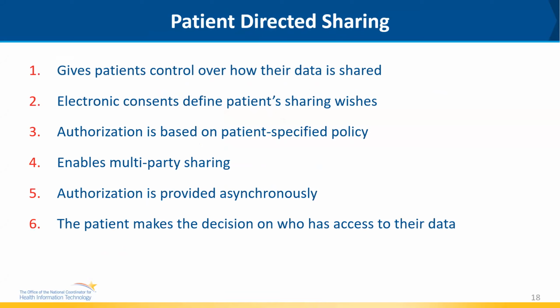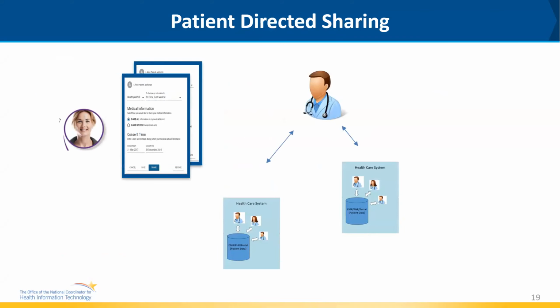HART gives patients control over how their data is shared. Electronic consents per se are out of scope for HART, but most HART implementations rely on electronic consents to define patient sharing wishes. When an authenticated user requests access to the patient's data, the electronic consent is interpreted to determine if the user is authorized per that patient-specified policy. HART enables sharing across multiple parties.